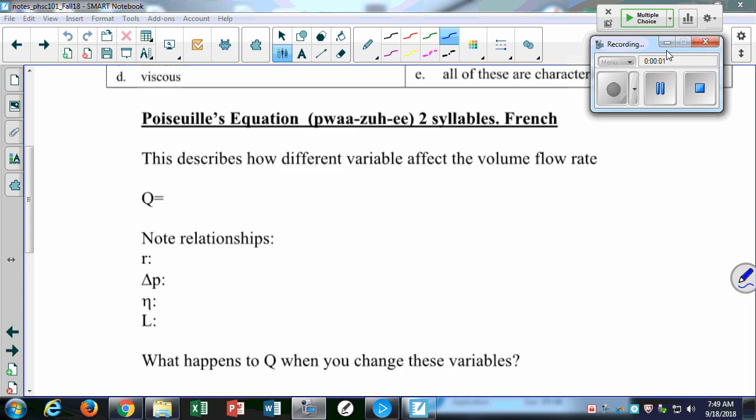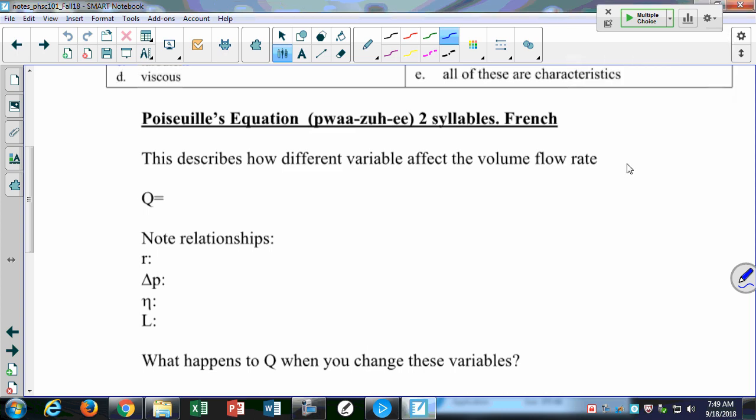to one another. And so the Poisson equation defines the flow rate, and it turns out that the flow rate is dependent on several variables. The Poisson equation is pi, which is just a number, r to the fourth. That's the radius of our vessel. Let's say it's a pipe or blood vessel or whatever. It's the radius of it.